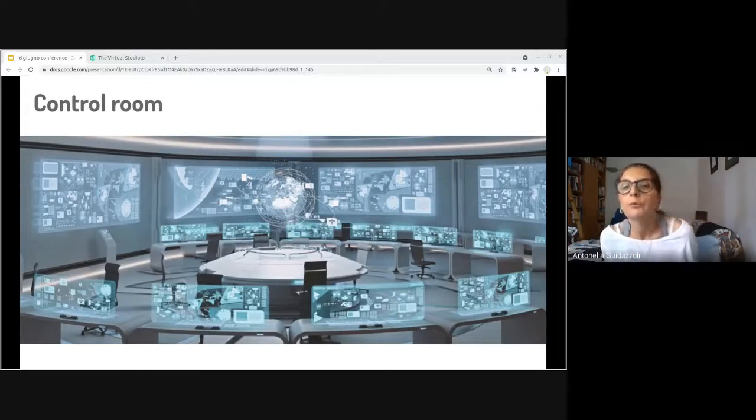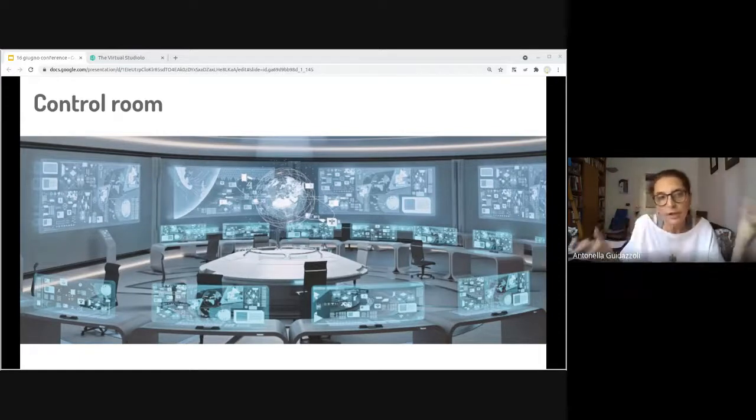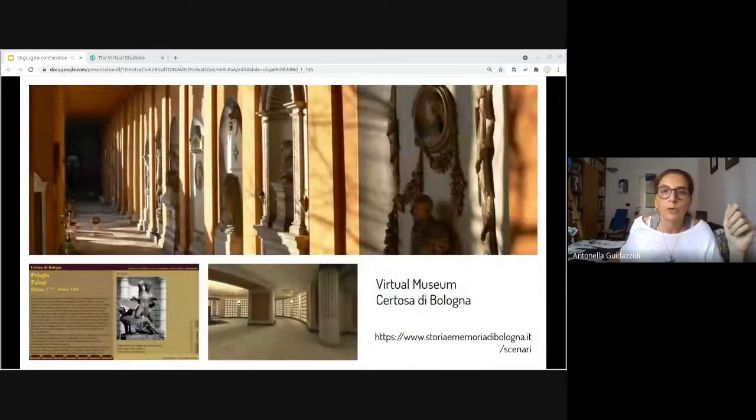Really possible to replicate now the physical environment of a museum, to monitor the flows of visitors, to have the visualization of different sensors. So this idea of control room is for sure something we can apply also in the context of the museums.